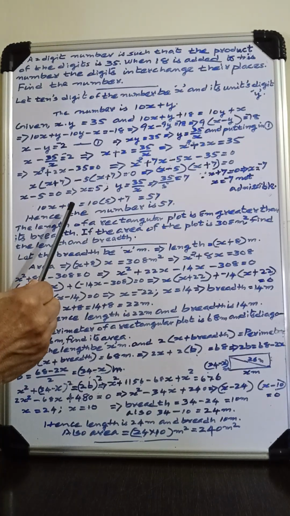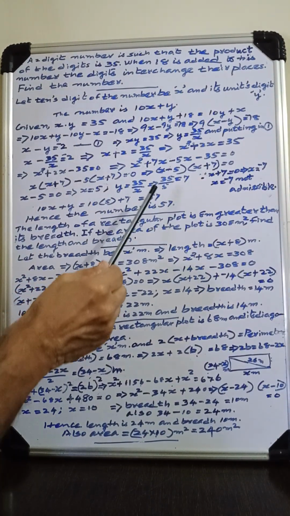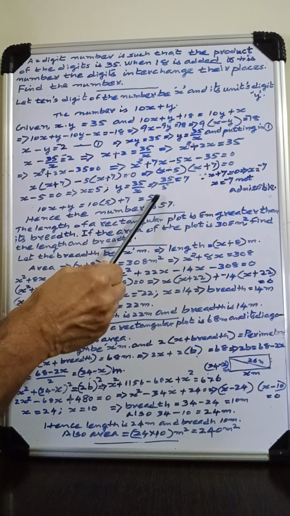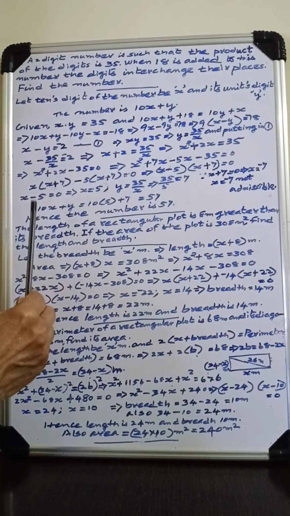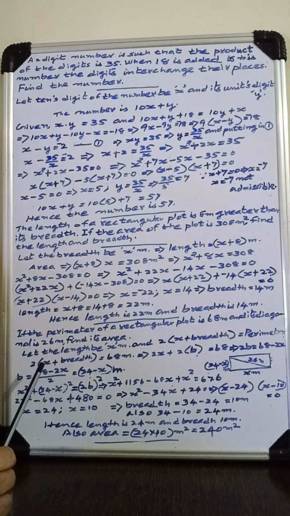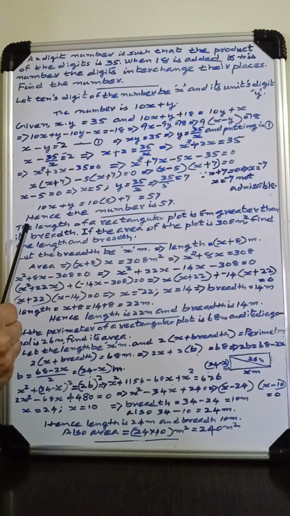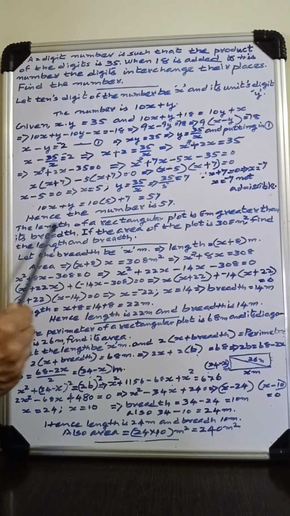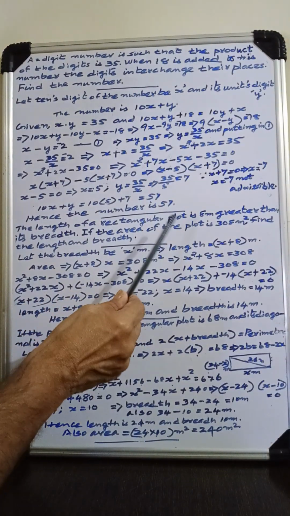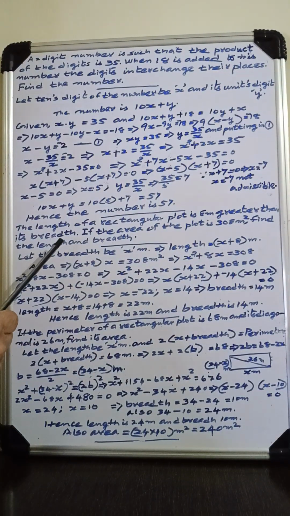Therefore, 10x plus y equals 10 into 5 plus 7. That is 50 plus 7, 57. Hence, the number is 57. Hence, concluded here. Next question, the length of a rectangular plot is 8 meters greater than its breadth.